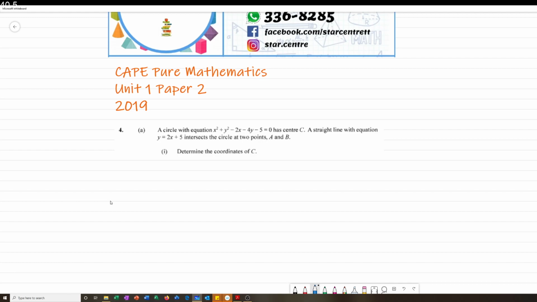It always helps to draw a diagram. So let's try to draw something. That's my horrible circle. It has a center C, and we have a straight line. The straight line doesn't necessarily have to pass through the center of the circle. The question didn't say that, so we would assume that it doesn't, and these 2 points are A and B respectively. So we are to determine the coordinates of the center.